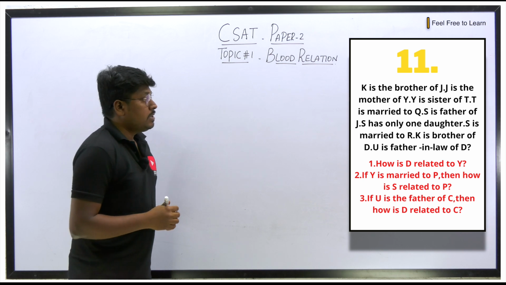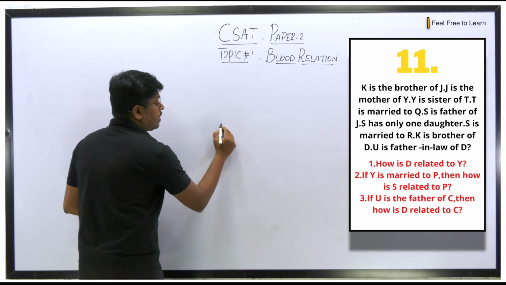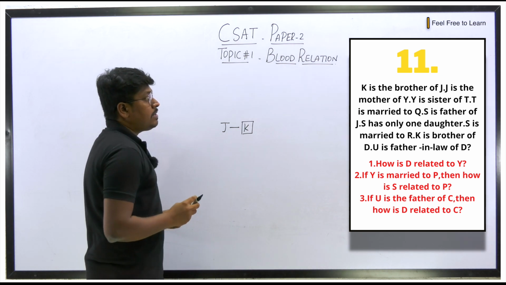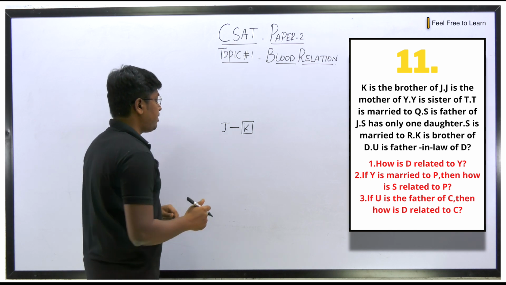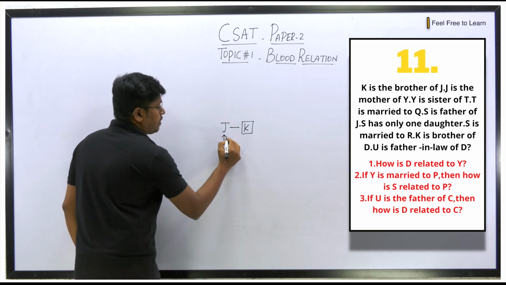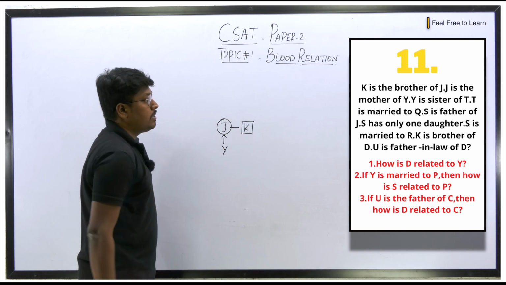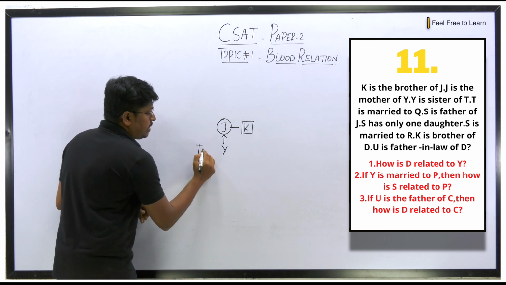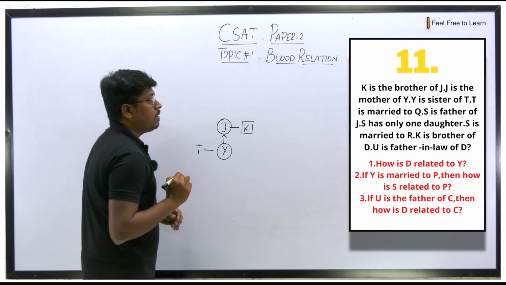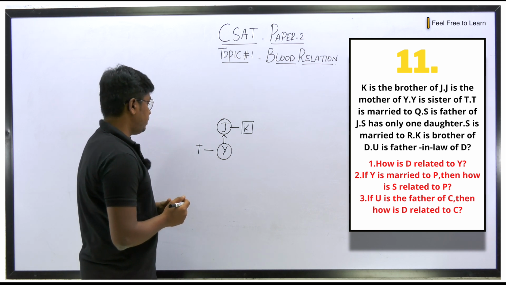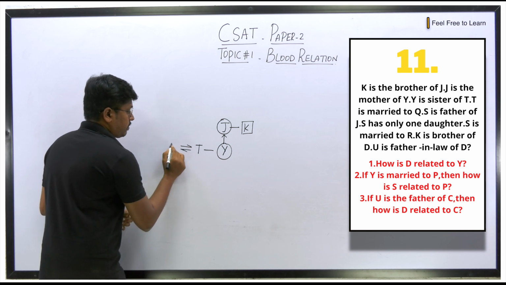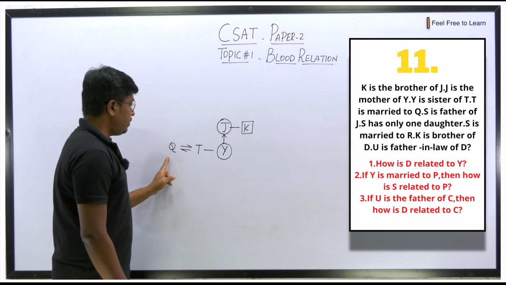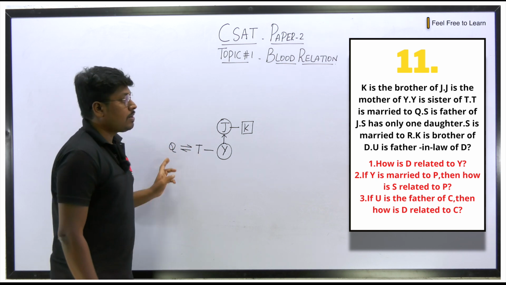Set number 11. K is brother of J. So J's brother is K, right? So J is calling K a brother. Next, J is the mother of Y. So Y's mother is J. Because of mother, J will be the female person. Next point, Y is sister of T. So T's sister is Y. Okay. T is married to Q, but we don't know both persons' gender, right? T's gender is unknown and Q's gender is also unknown.